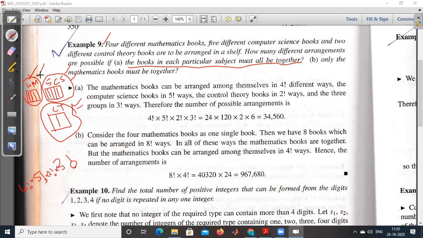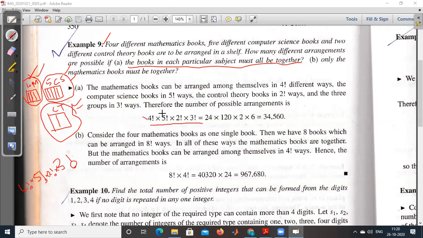Okay, there are 3 different groups: math books, computer science books, and control theory books. These 3 groups can be arranged, whether the first control theory book has to be placed or the computer science book has to be placed. So internally these 3 can be arranged in 3 factorial ways. Math books internally 4 factorial, computer science books internally 5 factorial, and control theory books internally 2 factorial. See here, 4 factorial into 5 factorial into 2 factorial into 3 factorial.